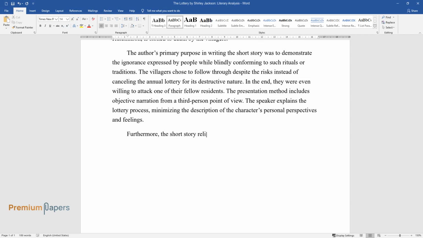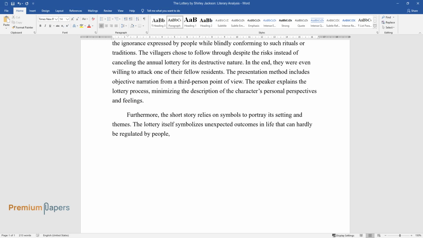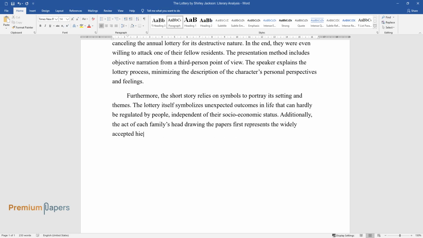Furthermore, the short story relies on symbols to portray its setting and themes. The lottery itself symbolizes unexpected outcomes in life that can hardly be regulated by people, independent of their socioeconomic status. Additionally, the act of each family's head drawing the papers first represents the widely accepted hierarchical social structures that directly impact the fate of each of their members.